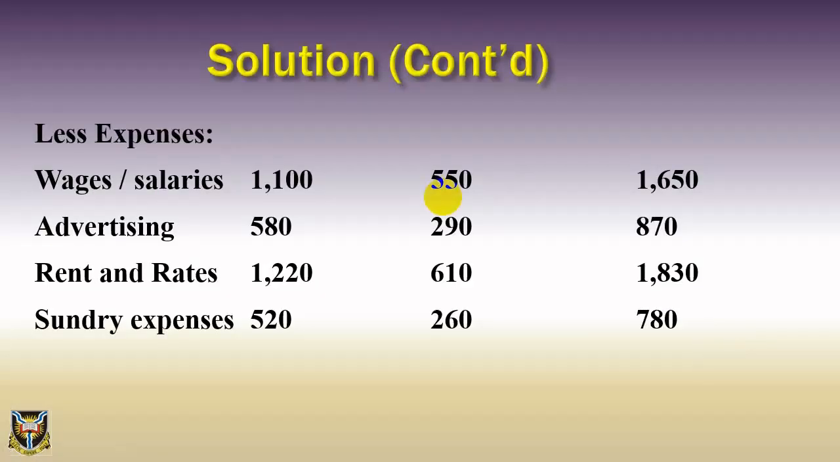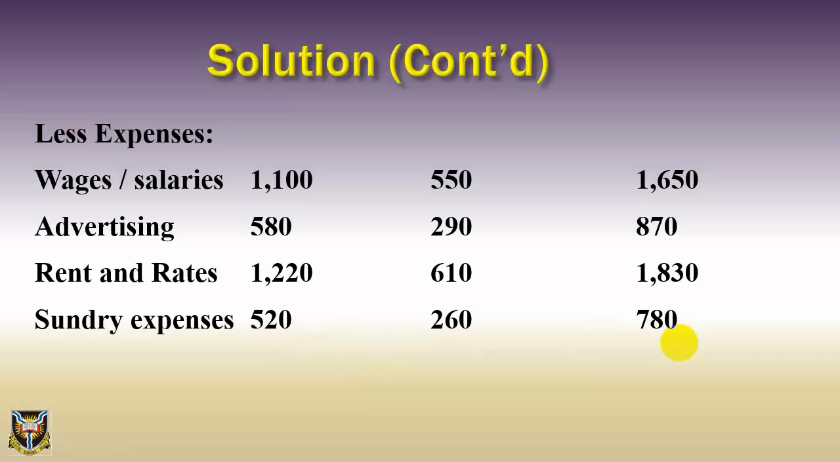Less expenses. Wages and salaries, Department A, 1,100. Department B, 550. Total, 1,650. Advertising, Department A, 580. Department B, 290. Total, 870. Rent and rates, Department A, 1,220. Department B, 610. Total, 1,830. Sundry expenses, Department A, 520. Department B, 260. Total, 780.